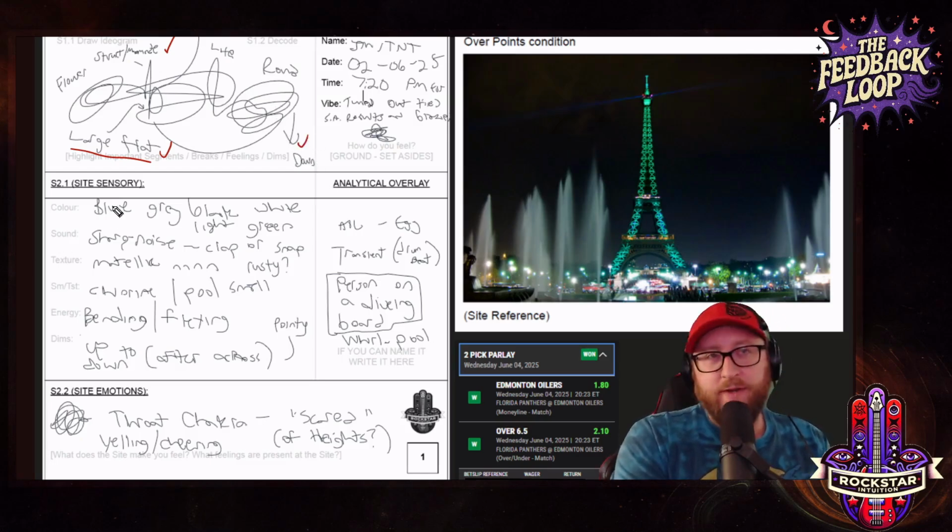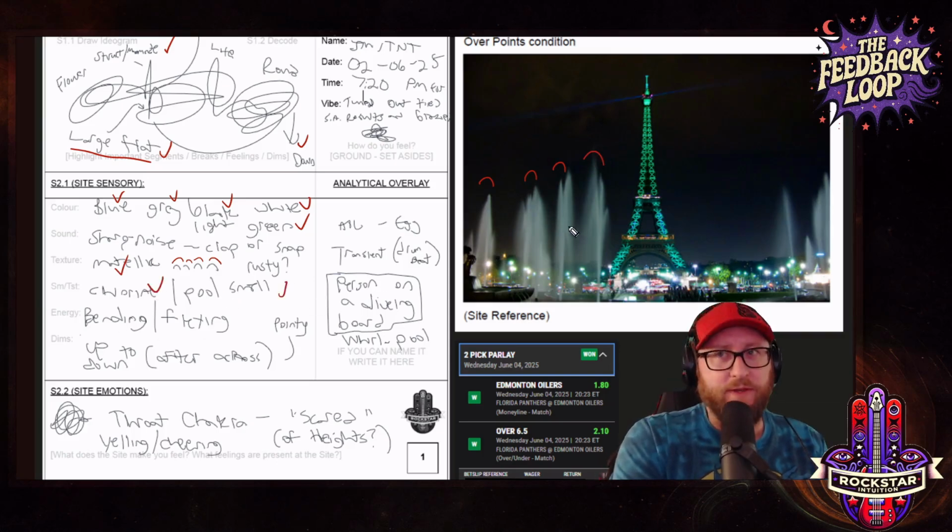Moving on to the stage 2 data, I had the color blue, gray, black, white, and light green. I would say that all of those colors are present here for sure. I also had this kind of sharp noise like clapping or snapping. I'm not really sure what that is. I had a metallic texture, which is certainly there. This chlorine and pool smell, as well as these little shapes, these 4 shapes. I think those 4 shapes were probably referring again to these 4 fountains, as well as the chlorine and the pool smell, because I'm certain that these fountains would be chlorinated.